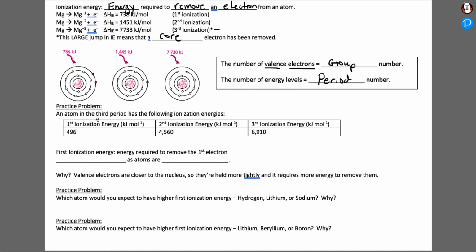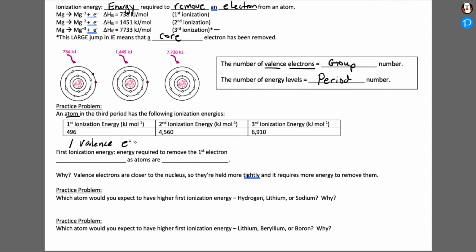Next one, we have an atom in the 3rd period, and it has the following ionization energies. The first ionization energy is 496 kilojoules per mole. The second ionization energy is 4,560. Going from the first one to the second one is a pretty big jump. So I know that whatever this atom is, it only has 1 valence electron, right? Because once I get to that second electron, there's a huge jump in that ionization energy.